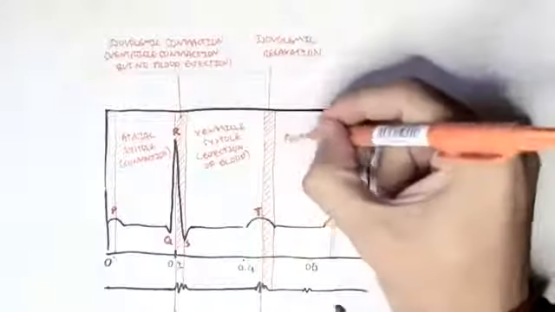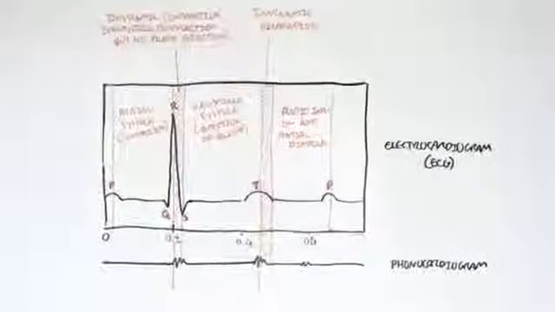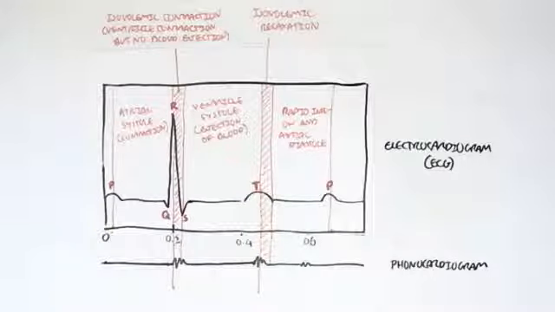And from the P wave, we have the same process. We have atrial systole, atrial depolarization, where the ventricles are being filled with blood from the atrial muscles contracting. So we can see where atrial systole is. We can see where ventricle systole and diastole is. But where is atrial diastole?